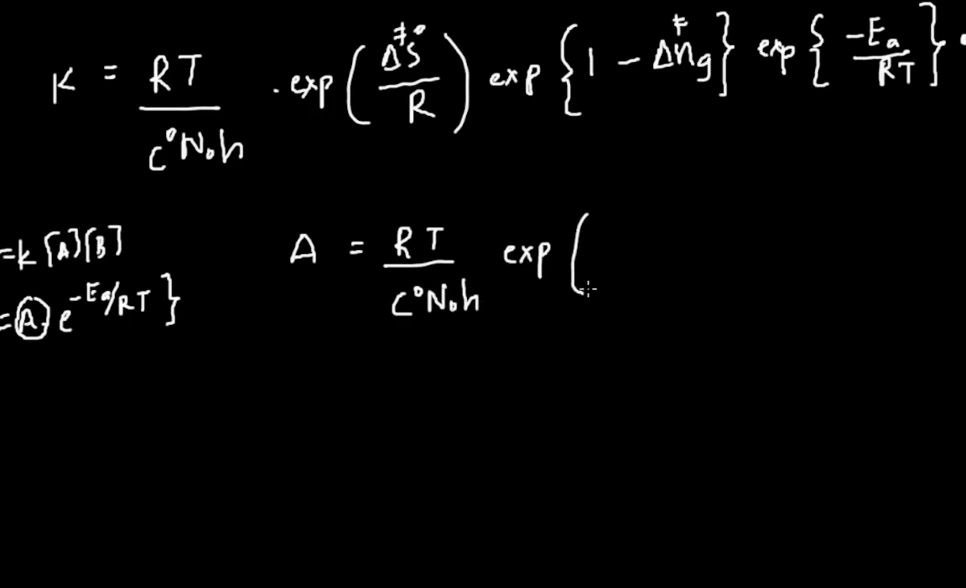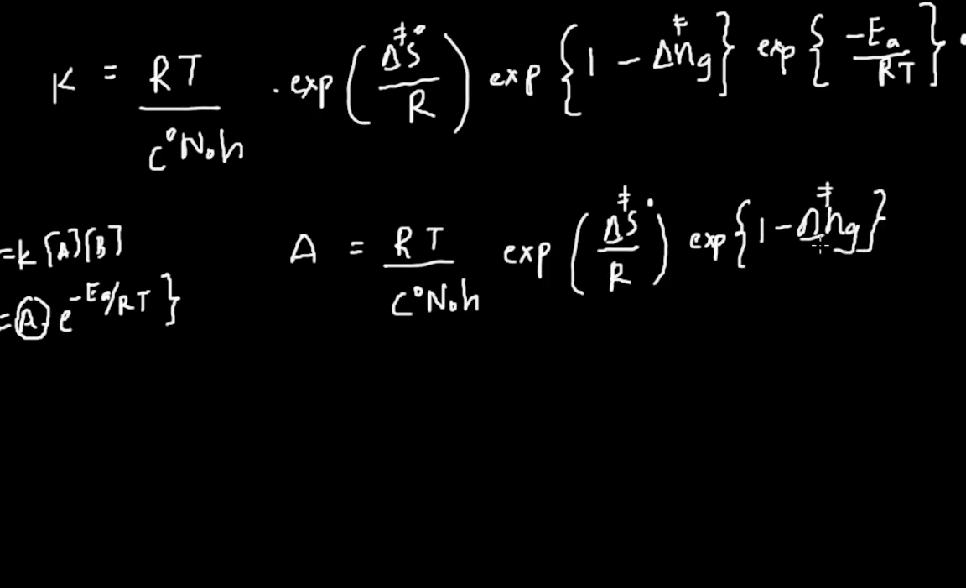exponential delta S naught by R, exponential 1 minus delta ng. Okay, so this question has come n number of times in GATE.